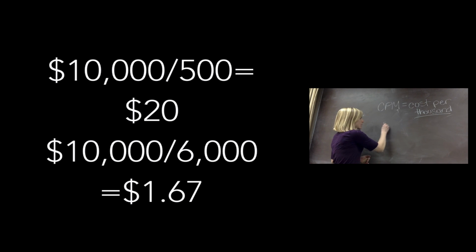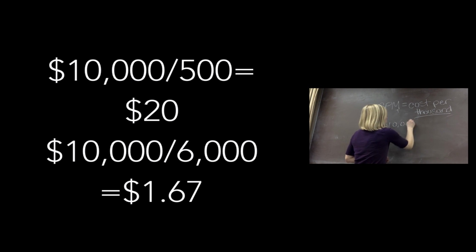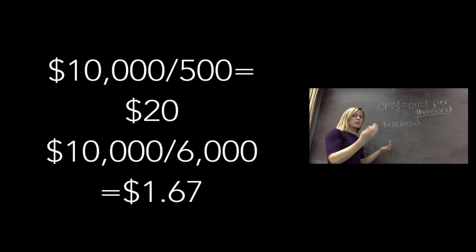So which is the better investment? We can just take that $10,000 and divide it by how many people we're going to reach. We would figure out the walk would cost us about $20 per person, and having that booth at the expo would be $1.67 per person. So we might say we're going to reach a lot more people for less cost if we choose that booth at the expo.